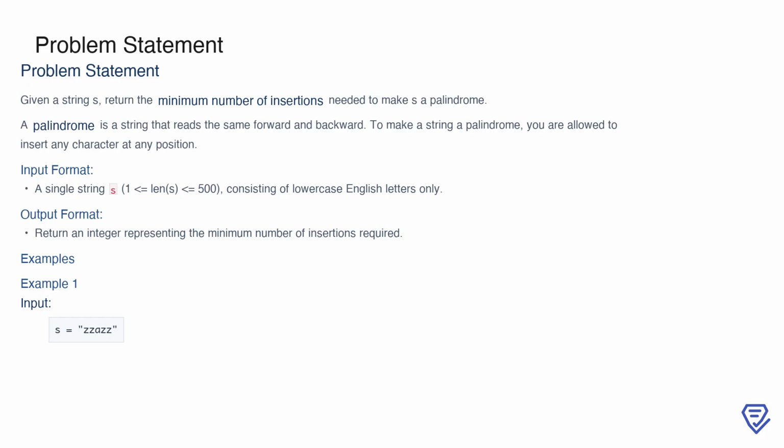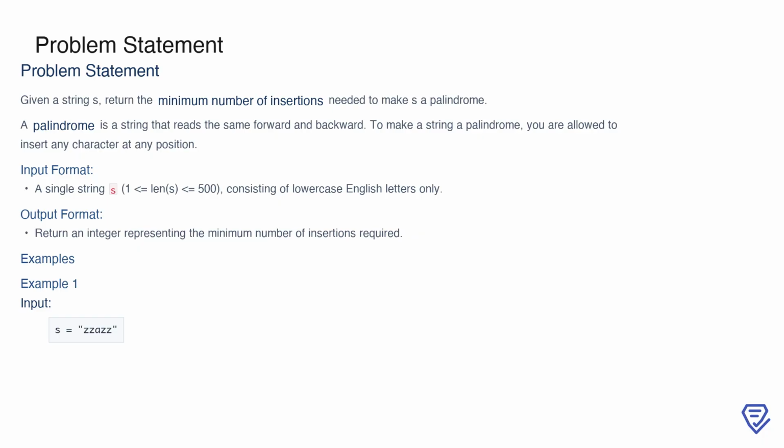The problem asks us to determine the minimum number of insertions required to make a given string a palindrome. A palindrome is any string that reads the same forward and backward, such as Recursion or Madam. To achieve this, we are allowed to insert any character at any position in the string. For example, if the input string is ABC, we could insert characters to make it APBA, which is a palindrome.